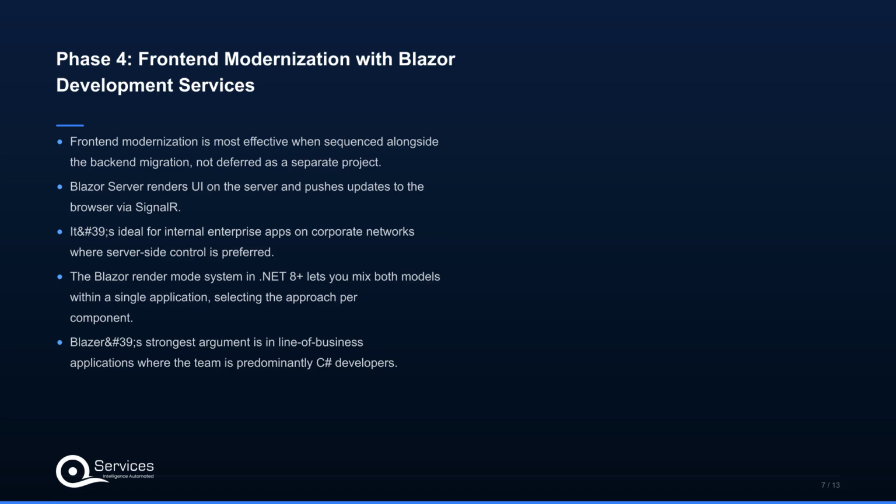Blazor Server renders UI on the server and pushes updates to the browser via SignalR. It's ideal for internal enterprise apps on corporate networks where server-side control is preferred.